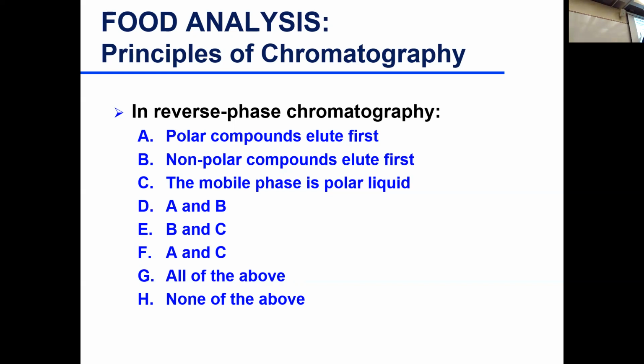But in reverse phase chromatography, your stationary phase is non-polar, and your mobile phase is polar, more polar. Stationary phase, again, is the phase that is not moving, stationary within the column. Mobile phase is the phase that goes through the column and moves, and your compounds are moving with it. So that's the difference between stationary phase and mobile phase. In reverse phase chromatography, we have a non-polar stationary phase and a more polar mobile phase.